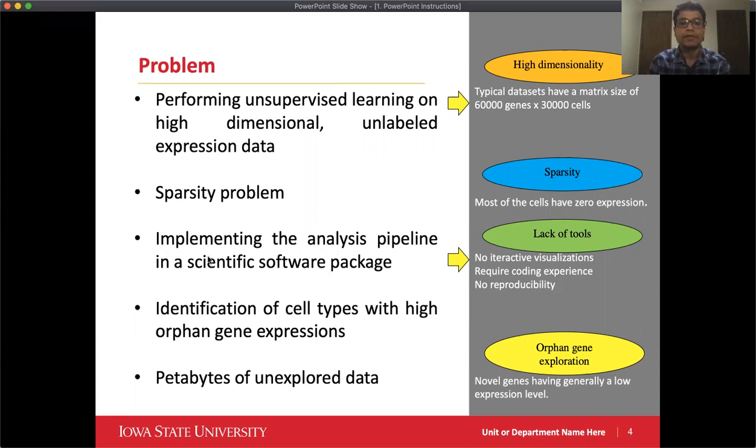And we also want to implement this single cell RNA sequencing pipeline into a scientific software package. And this is an open problem. And then another problem is identification of cell types with high orphan gene expression. So we are analyzing different tissues to identify highly expressed orphan genes. Yeah, and there is a lot of unexplored data in this field.